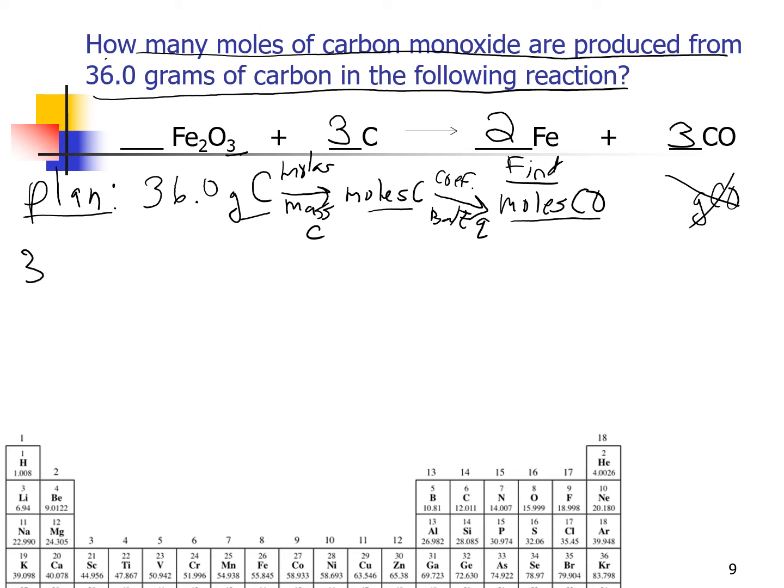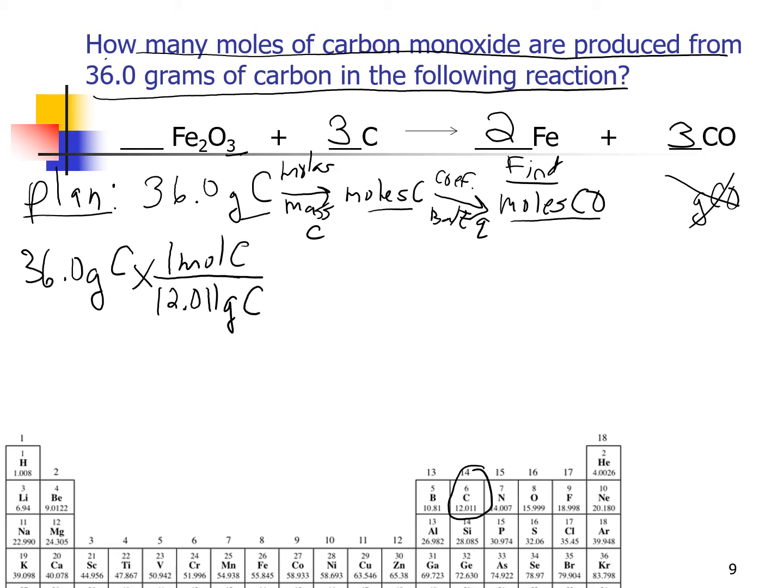We'll go 36.0 grams of carbon times the molar mass of carbon from our periodic table: 1 mole of carbon weighs 12.011 grams. So I put my grams of carbon at the bottom of my fraction and the moles of carbon at the top. Now we could go ahead and solve here and get moles of carbon and then do our next conversion.